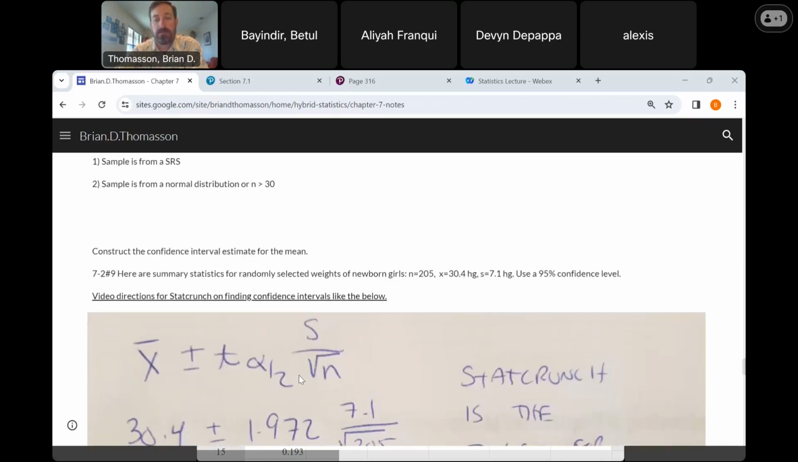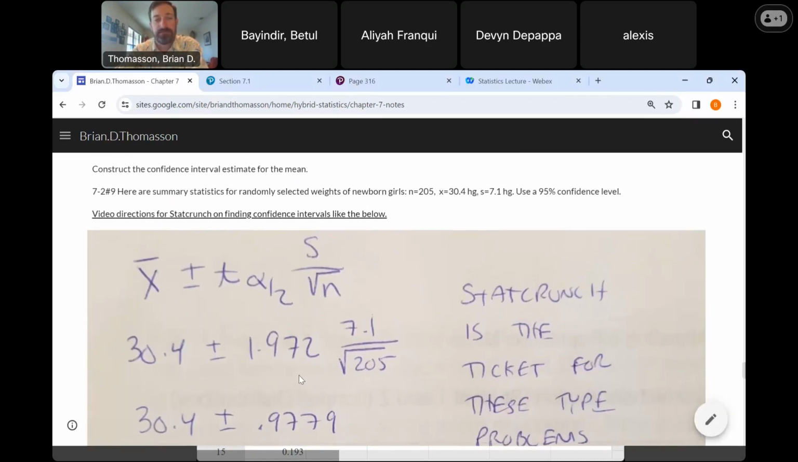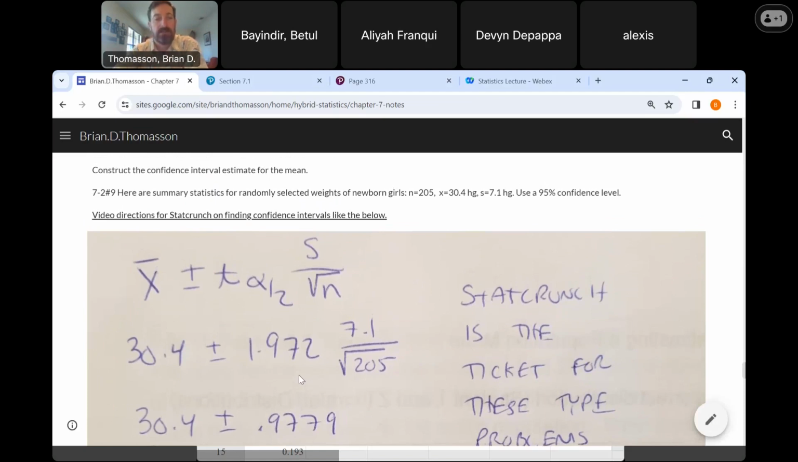All right, so let's dive in and do one of these. We're trying to construct the confidence interval for the estimate of the mean. Number 9 says here are summary statistics for randomly selected weights of newborn girls, and these are the same ones we looked at in the previous problem. n is 205. It should be x bar here. Seeing that error. The mean is 30.4, the standard deviation is 7.1, and we want a 95% confidence interval.